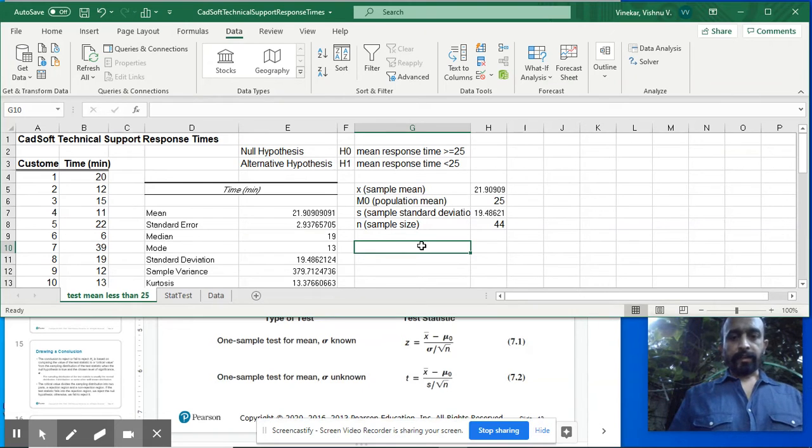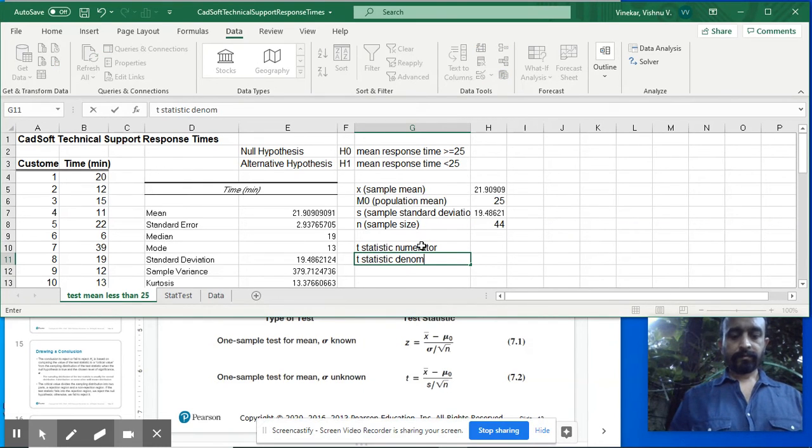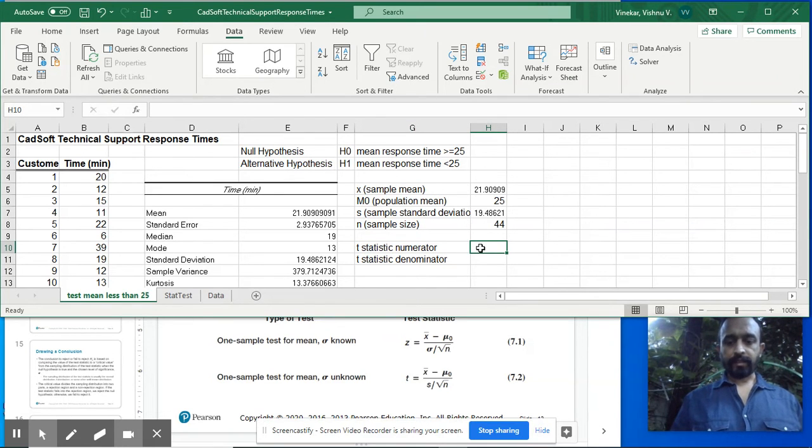Right, so now we have to calculate our t-statistic. The numerator for the t-statistic is x bar minus mu0. So x bar is the sample mean, and we subtract the population mean. So we know that the difference is minus 3 minutes, so 3 minutes below the population mean.